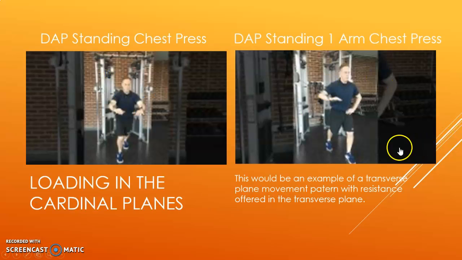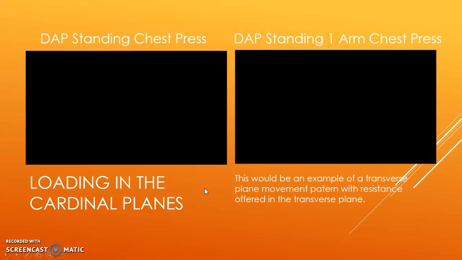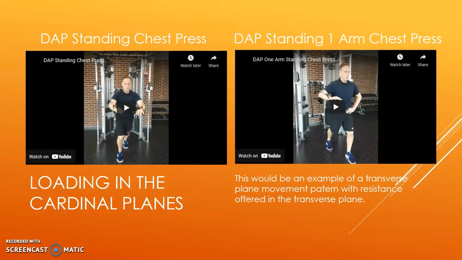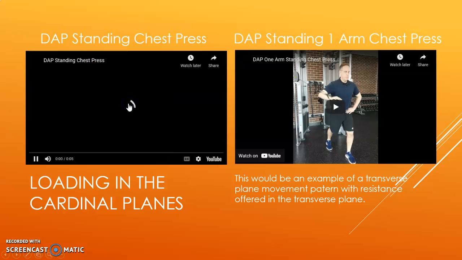Now, if we take this a step further and we look at these guys, this would be a standing chest press, 2 arms, standing chest press, 1 arm. This would be asymmetrical loading. It's a transverse plane exercise. It's your arms in horizontal abduction, and you're working in transverse plane, and you're offering resistance in that plane. So let's take a look.